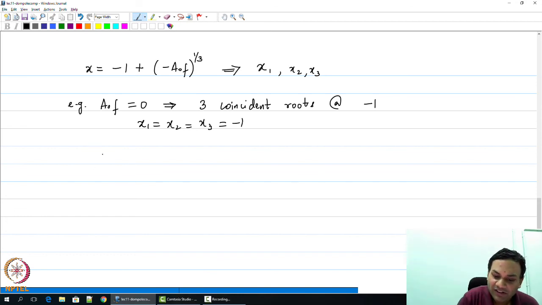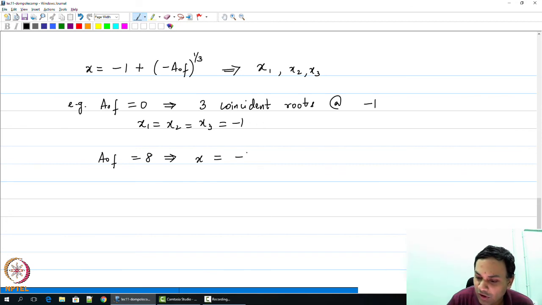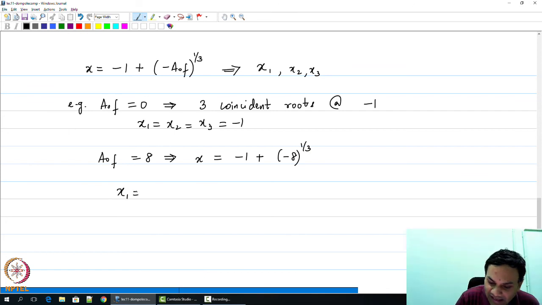So what happens if I try out a different value? Let's try out A naught f equals 8. If the total loop gain in the system is equal to 8, then the system has 3 roots, x1, x2, x3. So I need to find out the roots of minus 1 plus the cube root of minus 8. So this gives me 3 solutions. x1 is minus 1 minus 2.